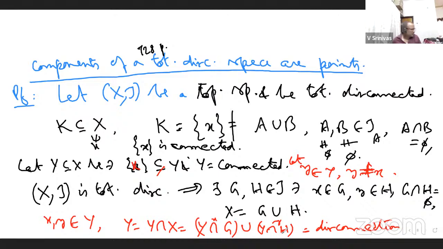Okay, so that's how we prove this, right? Now let me come to question number 10. Define an open map, and give an example of an open mapping.